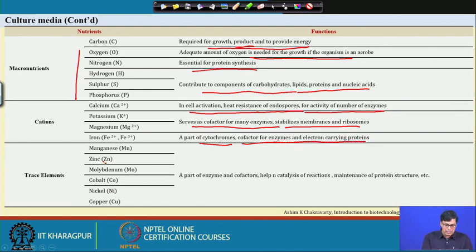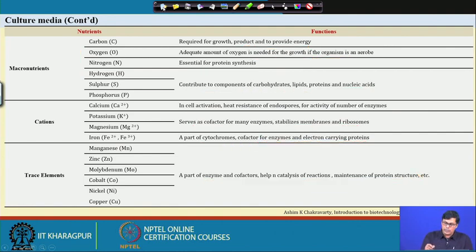We have manganese, zinc, molybdenum, cobalt, nickel, and copper. They are a part of enzyme cofactors that help in catalytic reactions and maintenance of protein structure. So here we can find out the utility of the different components present in the media.